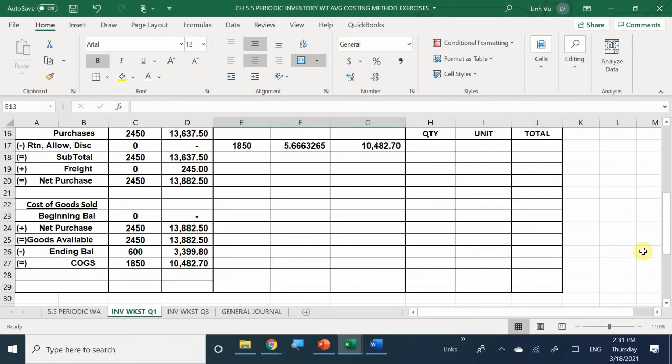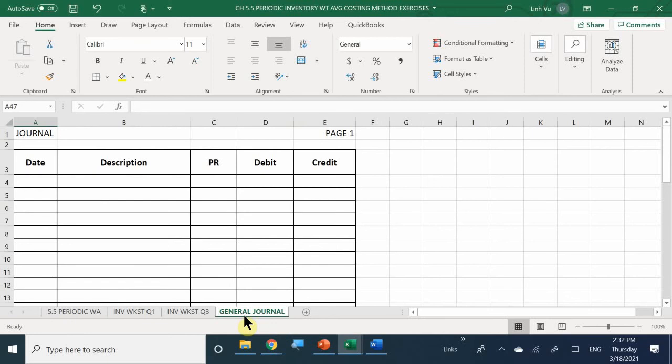All right, is everyone good so far? Does everyone kind of understand how the weighted average got calculated? Okay. All right, so now that we got this one, this is just the first one, right? We have two more exercises to go through. So now that we reach the end, what's the next thing that we have to do? The journal, right? We gotta journalize our conversion entry.